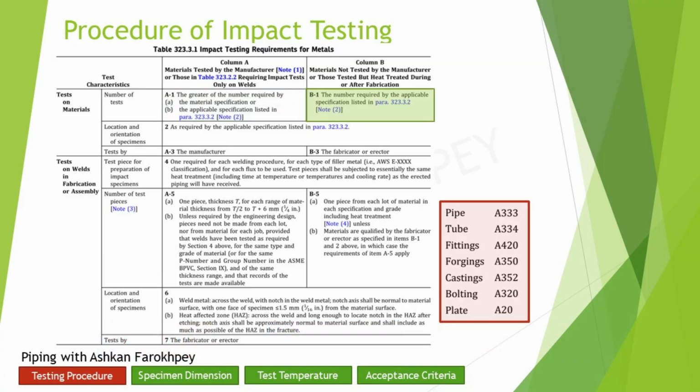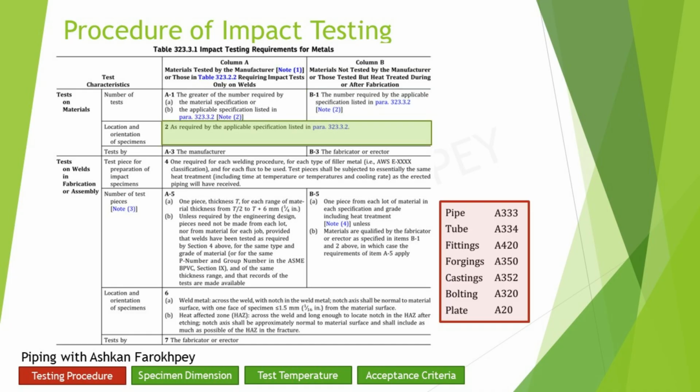Okay, box B1 describes that if in the previous case the manufacturer didn't perform the impact testing, or he did, but a heat treatment is performed on the sample, the number of impact test specimens must be determined based on what is mentioned in the applicable material specification, which are specified for fitting, forging, casting, pipe, and etc. here on the bottom right of the slide.